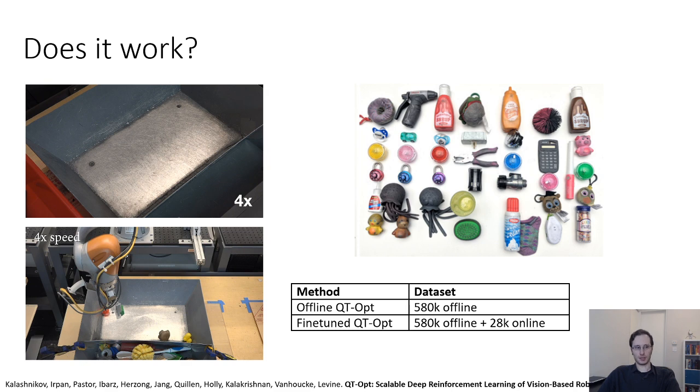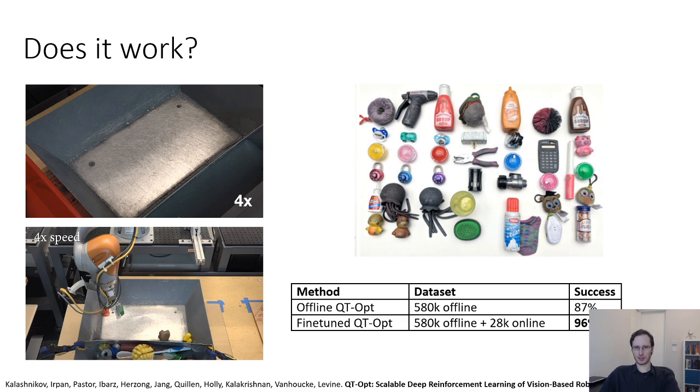The offline dataset consisted of 580,000 episodes, so this is a very large grasping dataset. The online fine-tuning added another 28,000. So the amount of additional online data was pretty negligible. So it was clearly not the increase in the dataset size, it was really that it was online. And we saw the following numbers. The success rate was 87% for the offline method, and 96% with the additional online fine-tuning.